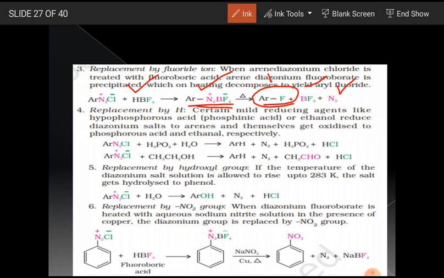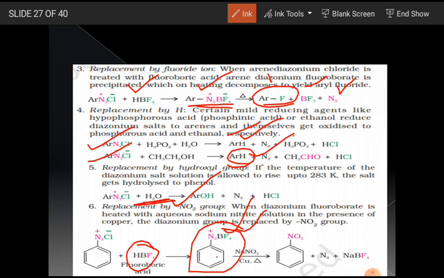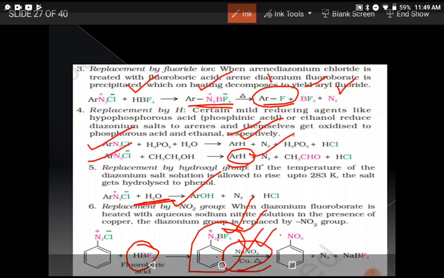Next is replacement by hydrogen. We can treat it with H3PO2 and we get benzene, or we can treat it with alcohol, ethanol, and there also we will get benzene. Next is the replacement by hydroxyl group. There we have to treat it with water, and we will get ArOH, that is phenol. And the last one is replacement by the NO2 group. There we have to treat it with HBF4. Then we will get this compound, which I have already told you is insoluble. And then we have to treat it with NaNO2 in the presence of copper. So we will get NO2 here.